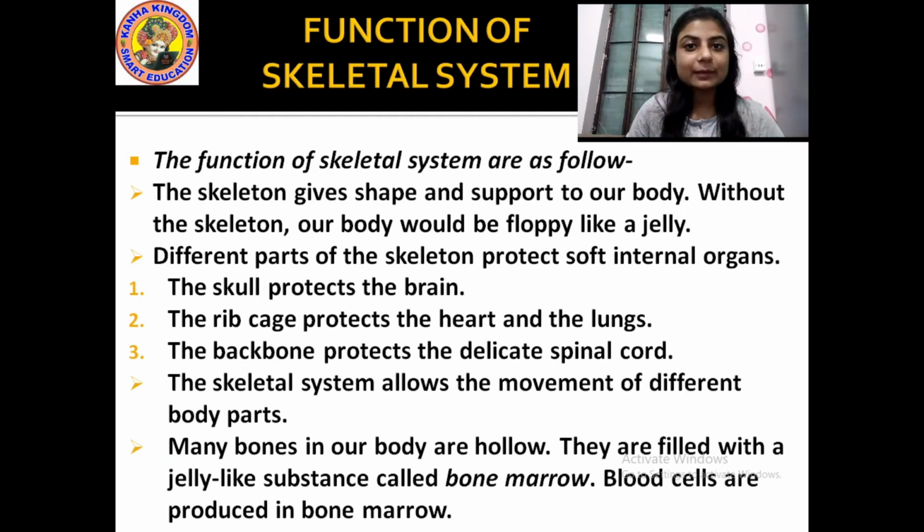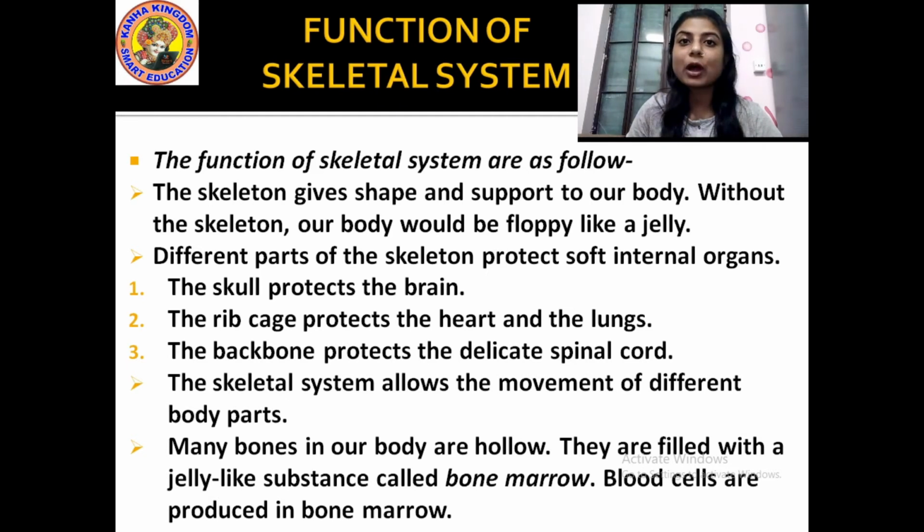Without the skeletal system, we will not be able to move our body parts. The skeletal system helps in the movement of the different body parts. Many bones in our body are hollow. What does it mean? It means it has some space which is filled with a jelly-like structure called bone marrow. Bone marrow is the jelly-like substance present inside the bone, and blood cells are produced in the bone. The blood cells produced in our body are produced from the bone marrow.